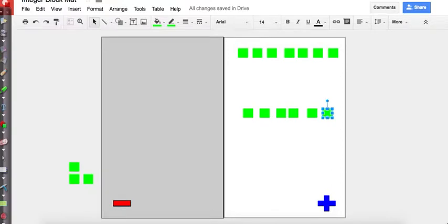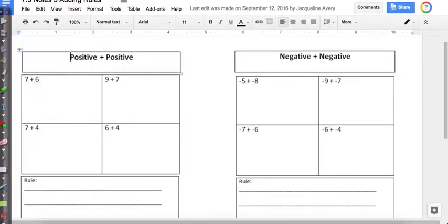That's correct, it's 13. So this is always going to happen when we add two positives, because when you add two positives, you just add them up and they're on the same sides. We just count them up. So now 9 plus 7 is 16. 7 plus 4 is 11. And 6 plus 4 is 10.